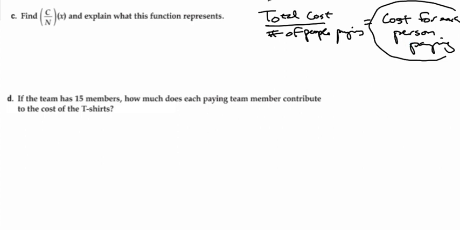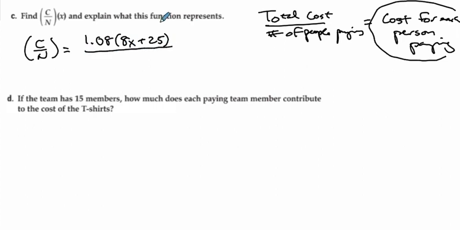And so now what we're going to do is just build this function. So we're going to go C over N, okay? And then the cost was 1.08 times 8x plus 25, because it was a $25 setup fee, $8 a shirt, and there's your tax. And then the other part was x minus 2. And they're not saying simplify it or anything. They're just saying build it. And so we built it, and this is what the function looks like.